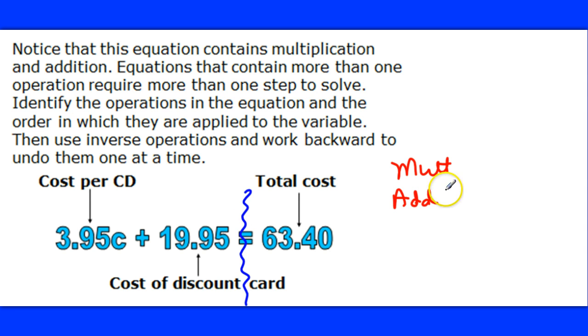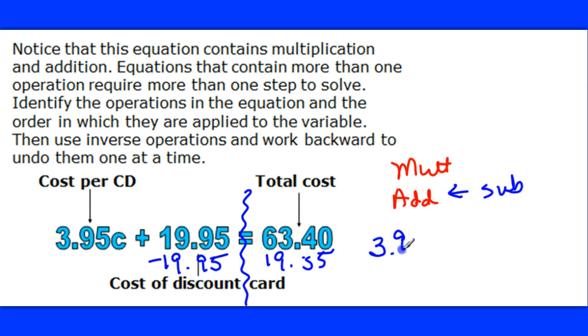So we're going to start by getting rid of the addition. And to get rid of the addition, we are going to subtract first. So we are going to subtract 19.95 from both sides of the equation. And that's going to give you 3.95C is equal to 43.45.